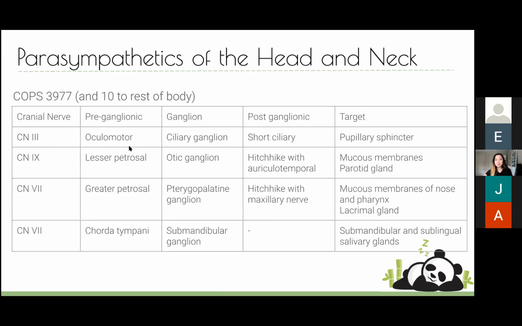preganglionically is your oculomotor nerve, goes into your ciliary ganglion, travels via the short ciliary nerves and goes to your pupillary sphincter. Cranial nerve 9, preganglionically is your lesser petrosal, goes through your otic ganglion, hitchhikes with your auriculotemporal and goes to your parotid gland. And then everything else is from facial. So greater petrosal and chorda tympani to the lacrimal gland and the salivary glands.